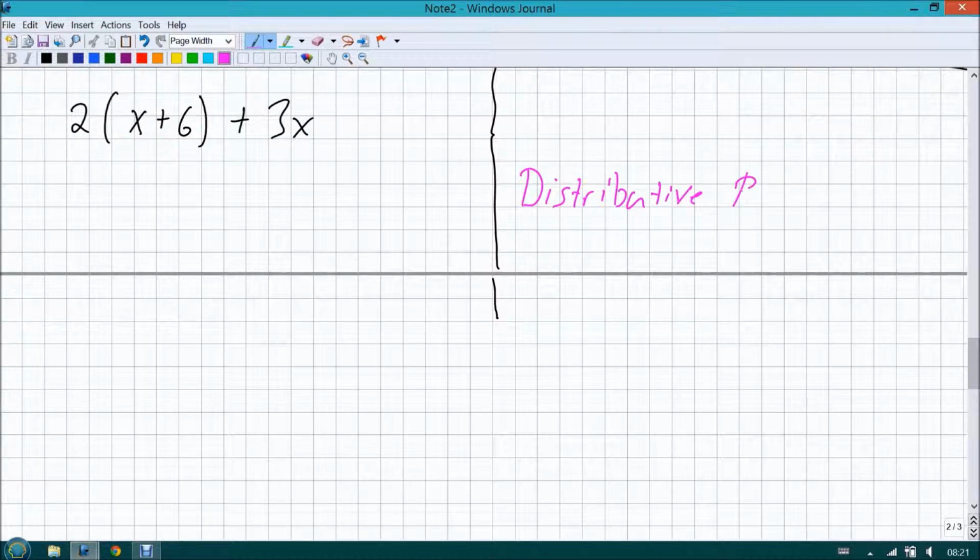What we are going to do is distribute the 2 to the x and the 6. So it goes to the x and it goes to the 6. When I do that, it becomes 2x, because 2 times x is 2x, and then 2 times 6 gives us 12. And that leaves the 3x hanging out.